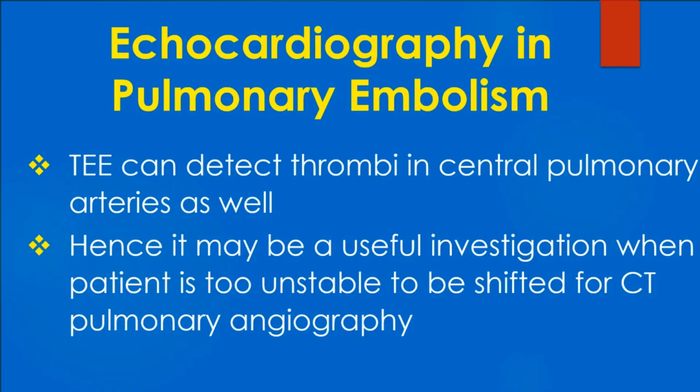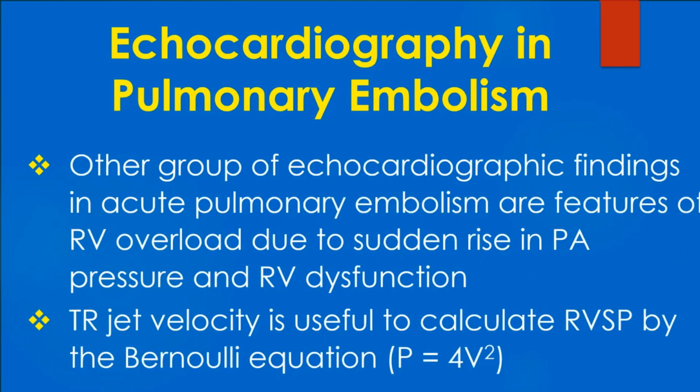Transesophageal echo can detect thrombi in central pulmonary arteries as well. Hence, it may be a useful investigation when the patient is too unstable to be shifted for CT pulmonary angiography. The other group of echocardiographic findings in acute pulmonary embolism are features of right ventricular overload due to sudden rise in pulmonary arterial pressure and right ventricular dysfunction.